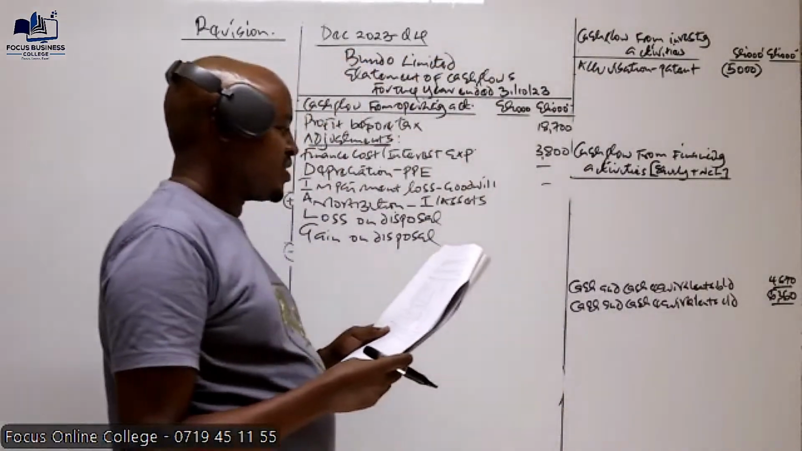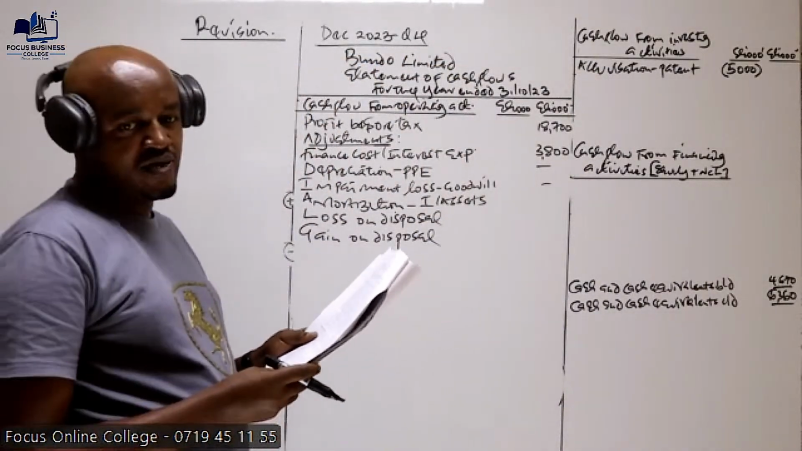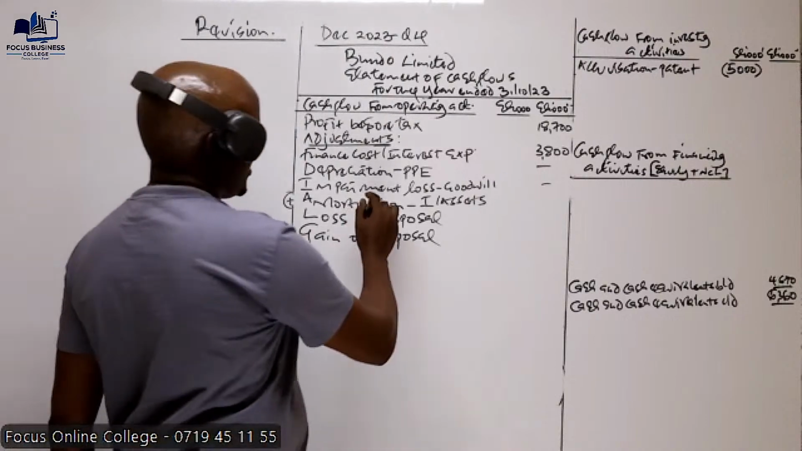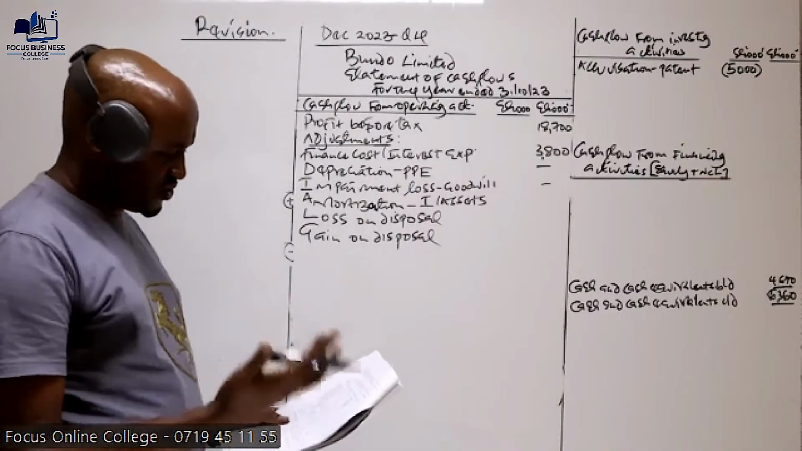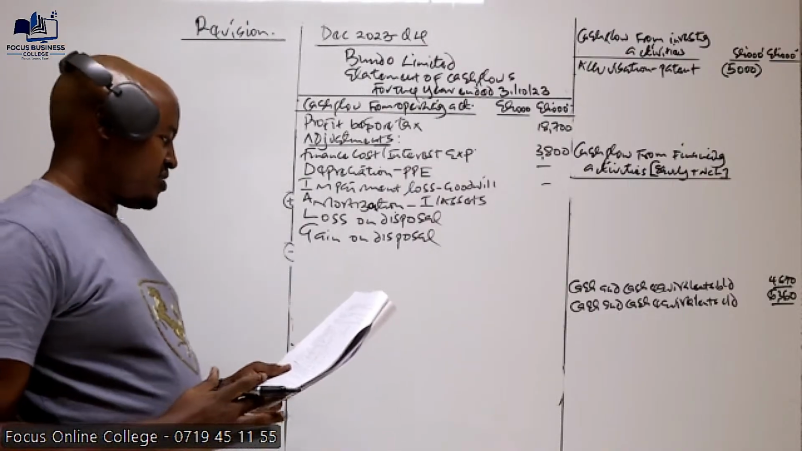And then you're told any amortization of intangible asset has been included within admin. So there is amortization here. And I think in this question, I'll show you how to compute that, because this question was almost similar to the other one which you have done. I'll show you how to compute that.